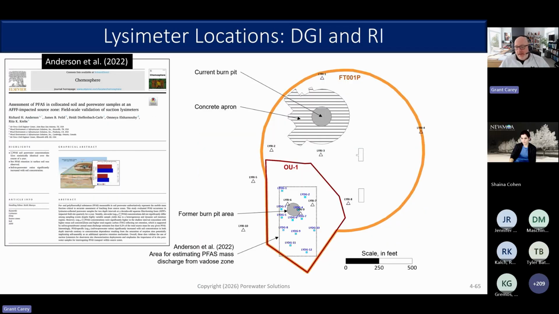So Hunter Anderson published a paper in 2022, did a lot of work with Wood. They did a great job putting in lysimeters, and you can see they were putting lysimeters in to estimate mass discharge in the former fire training area around that former burn pit location. And then the other lysimeters installed during the RI, some in the same area, 3 here, and the rest installed farther out. And this is the current fire training area up here.